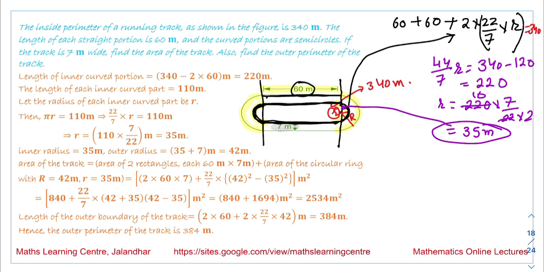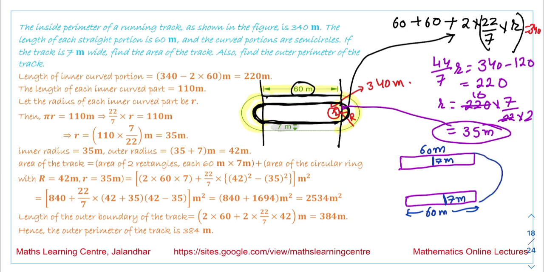Now look at this figure over here. We are saying the area of the track means we are talking about two rectangular regions over here. The length is 60 meters, and the breadth of it is 7 meters. This is 60 meters, and the breadth of it is 7 meters. Next we have this much portion on this side and this kind of portion on this side.